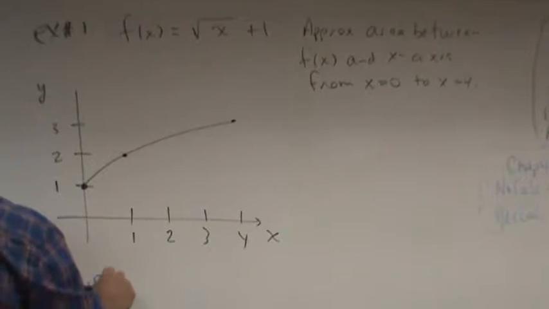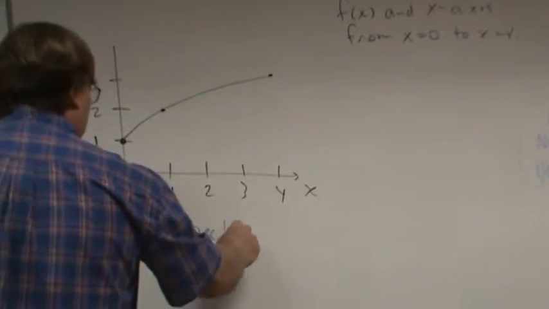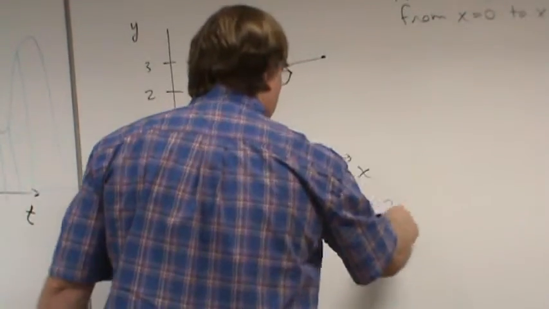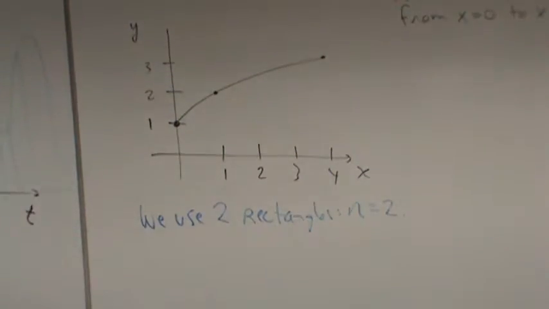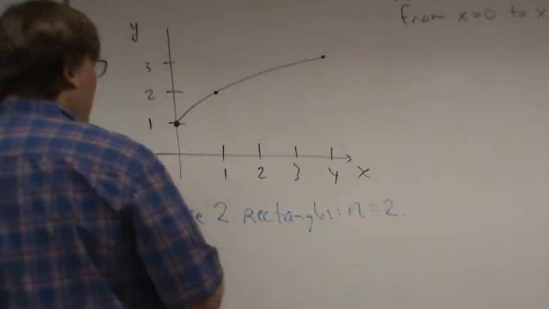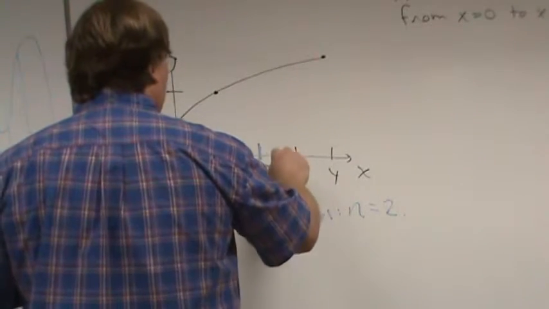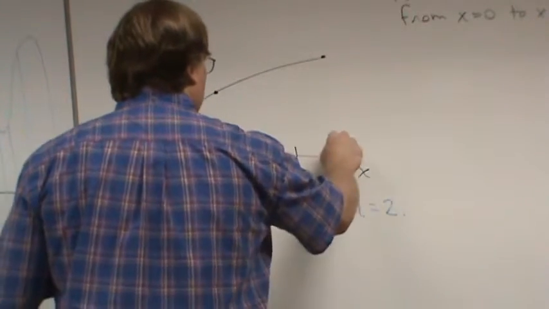We use 2 rectangles. That means n equals 2. N is the number of partitions, which means the number of rectangles. Okay? So I've got 1 rectangle that's going to go from there to there, and 1 rectangle from there to there.